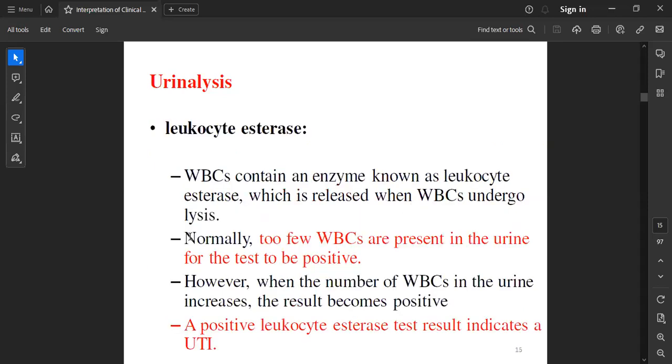Leukocyte esterase, so it's an indicator of the white blood cells. White blood cells usually contain this enzyme, which is released when white blood cells die. So normally too few white blood cells are present in urine for the test to be positive. But when the number of white blood cells in the urine increases, the result becomes positive. So this is usually indicative of a UTI.